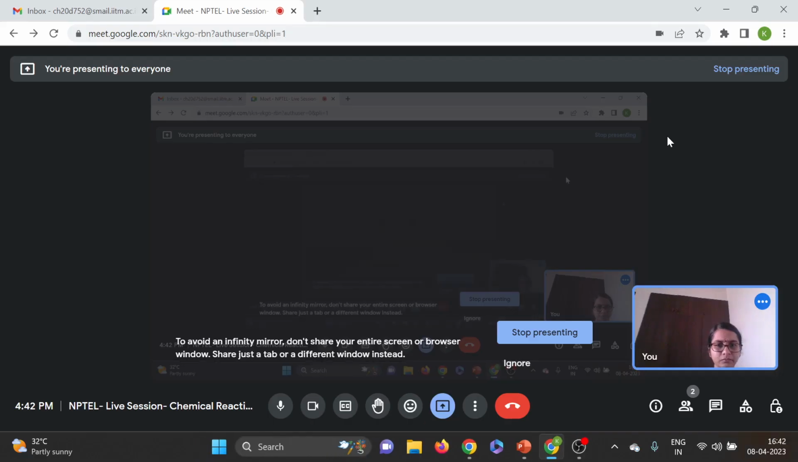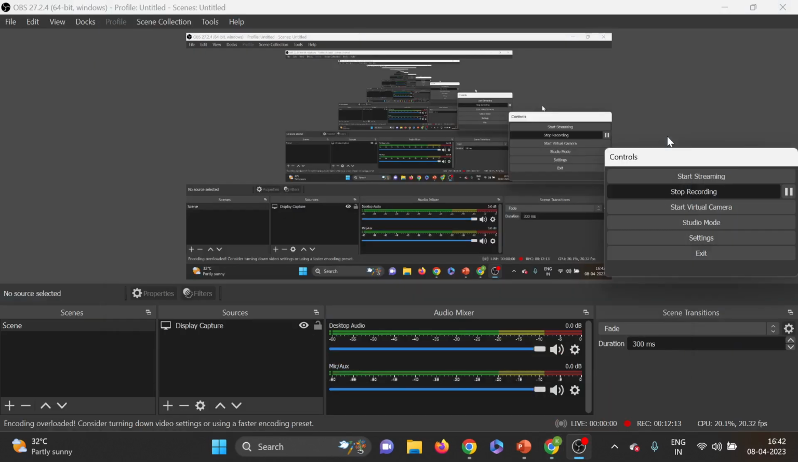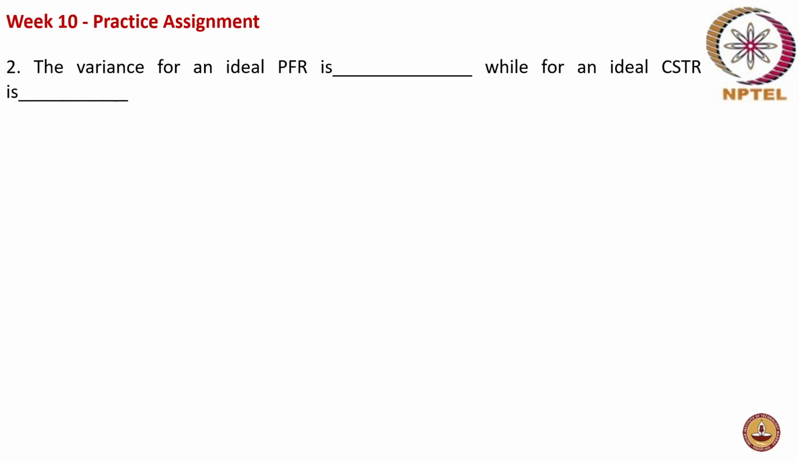Okay, now let's move on to question number 2. The variance for an ideal PFR is dash, while for an ideal CSTR is dash. So variance, we know, is the second moment. The first moment is your residence time. The second moment is your variance, that is sigma square, and sigma is nothing but your standard deviation. So what is the variance for a PFR and what is the variance for an ideal CSTR?